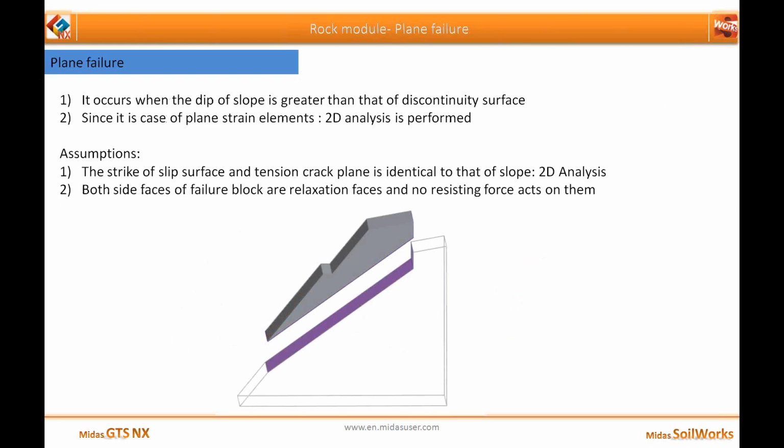So now, let us talk about the plane failure. It basically occurs when the dip of the slope is greater than that of the discontinuity surfaces, and since it is a case of plane strain elements, 2D analysis is performed. The assumptions we make are that the strike of the slip surface and the tension crack is identical to that of the slope, and hence you can perform the 2D analysis, and both side faces of the failure block are relaxation faces and no resistant force acts on them. So it is basically a plane strain problem and hence could be solved.